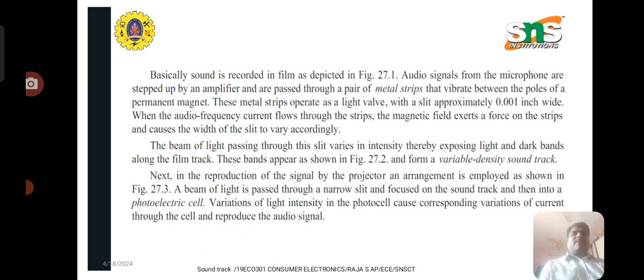Next, in the reproduction of the signal by the projector, an arrangement is employed as shown in the figure. A beam of light is passed through a narrow slit and focused on the soundtrack and then into a photoelectric cell. This photoelectric cell converts the light energy into electrical energy. Variations of light intensity on the photocell cause corresponding variations of current through the cell, reproducing the audio signal.